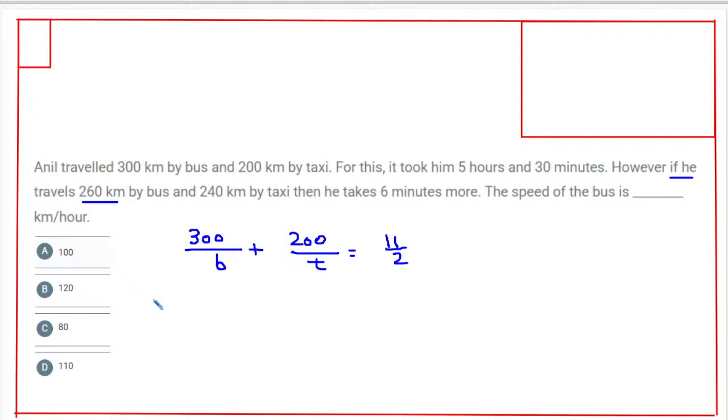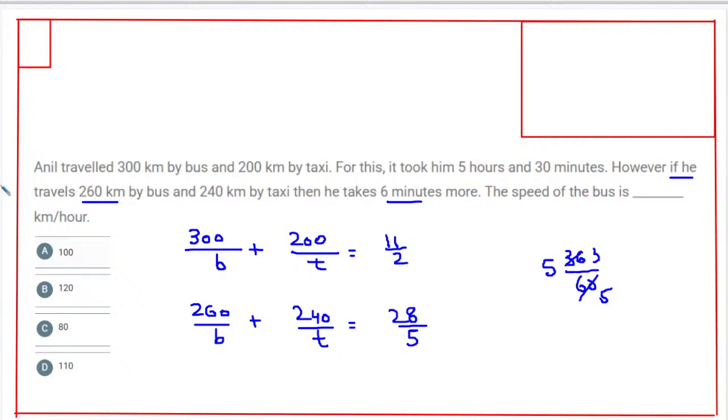If he travels 260 by bus and 240 by taxi, 6 minutes more means 5 hours 36 minutes. So 5 hours 36 minutes is like 36 by 60, which is 3 by 5. This is 25 and 3, 28 by 5 in hours. So we have these equations, we can get the result.